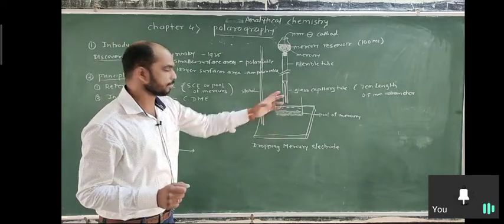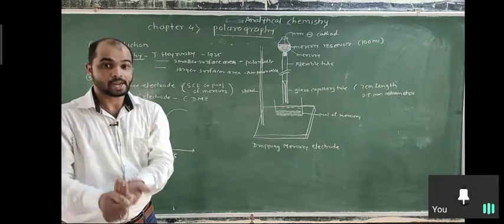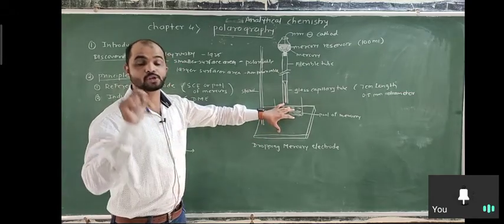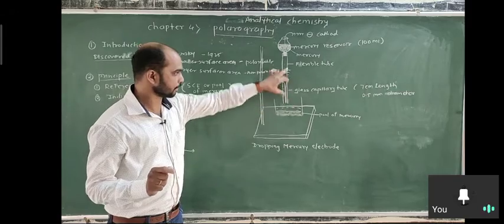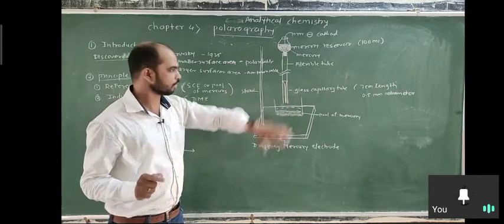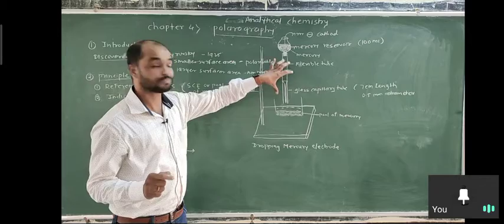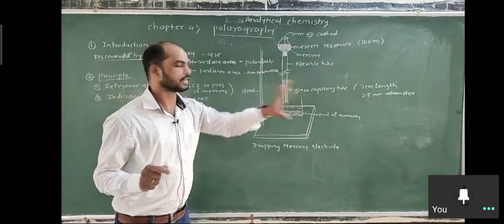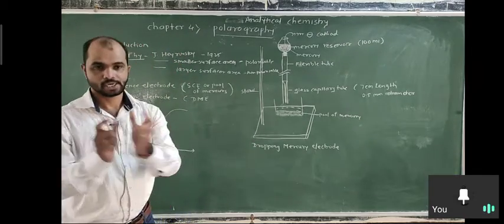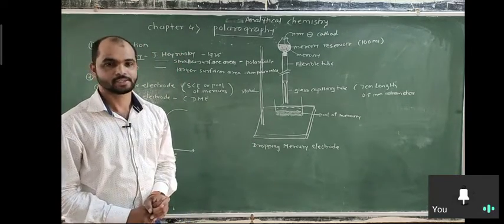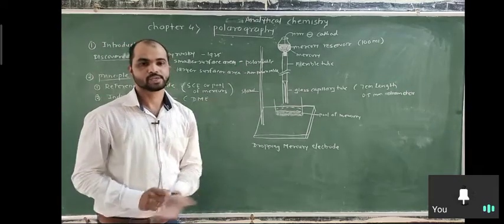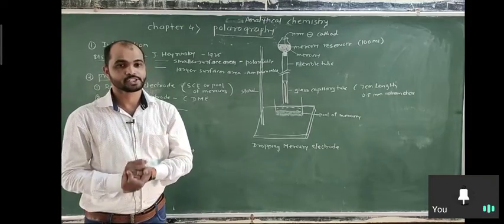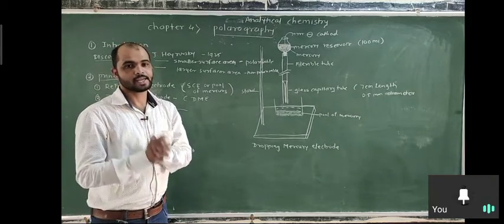So how much potential is developed when this substance undergoes oxidation or reduction if current is passed, the potential developed on the dropping mercury electrode, we are going to measure it. That is the voltammetry technique, the polarography technique. There is a series of substances we can analyze and measure their potential at a time interval, or time dependent.